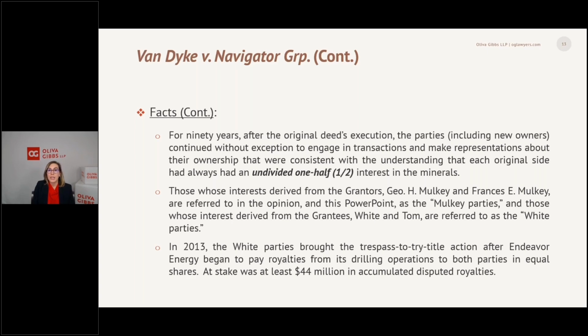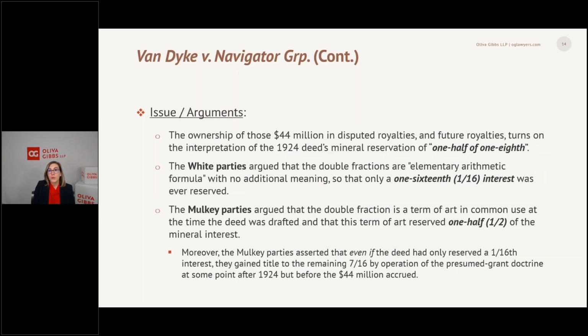The case here began in 2013 when the White parties brought the trespass to try title action after Endeavor Energy began to pay royalties from its drilling operations to both parties in equal shares. Again, this stems from the understanding that both parties had an undivided 1/2 interest in the minerals. At stake in this case was at least $44 million in accumulated disputed royalties. The ownership of those $44 million in disputed royalties, and the future royalties, also turns on the interpretation of the 1924 deed's mineral reservation. Again, we're looking at that language, 1/2 of 1/8.